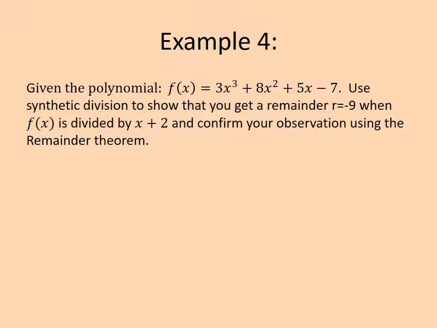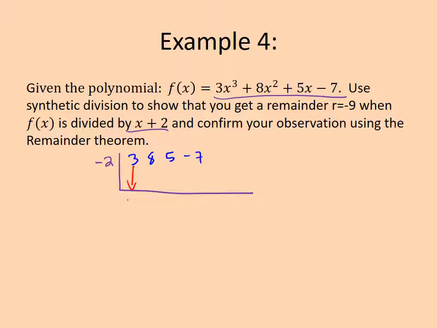To determine if a polynomial has a specific remainder, we can use synthetic division. So since we're dividing this polynomial by x plus 2, we put negative 2 on the outside of the synthetic division, and we use our coefficients. So we have 3, 8, 5, and negative 7. Now we'll do our synthetic division.